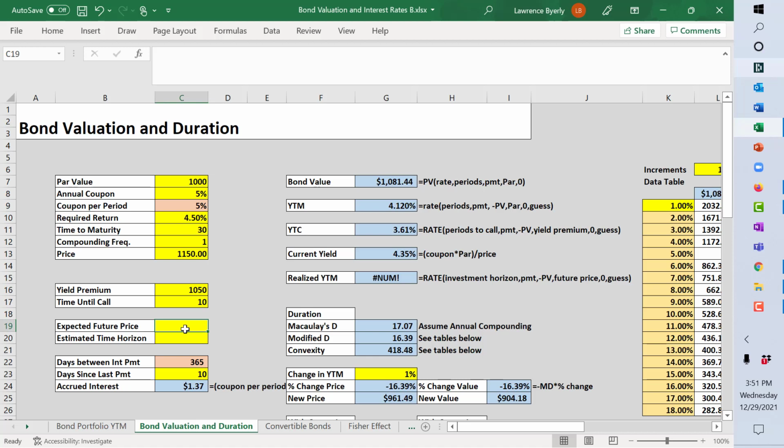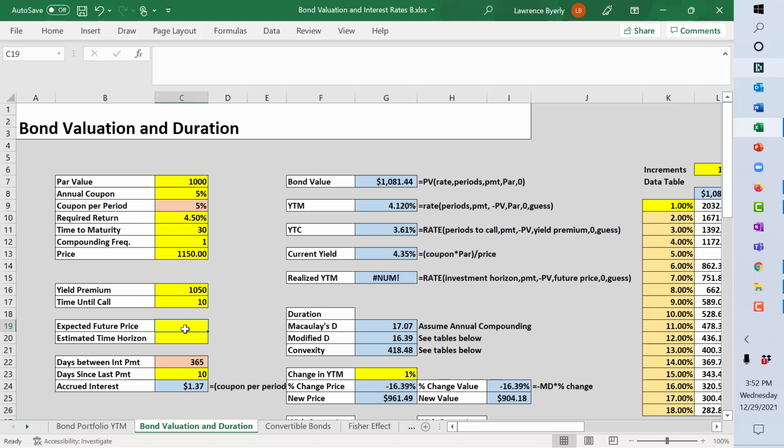Now, there is also one other thing we could talk about. It's something called the realized yield to maturity. So the realized yield to maturity says, look, what if we bought this bond today for 30 years? We really don't want to hold it for 30. We only want to hold it for 20. So what do we think the future price will be? Well, we can do that calculation, right?